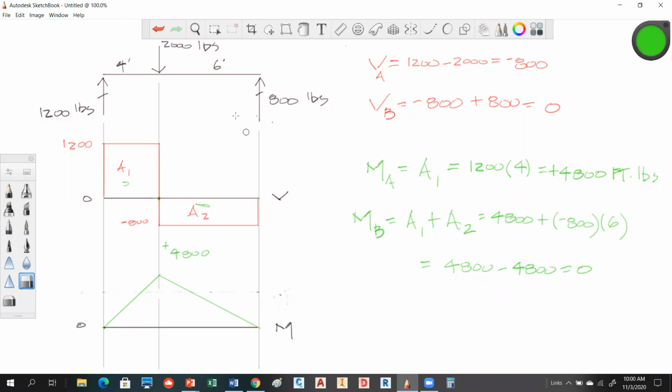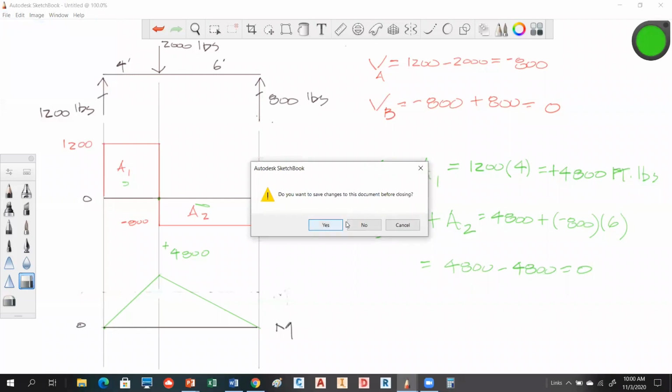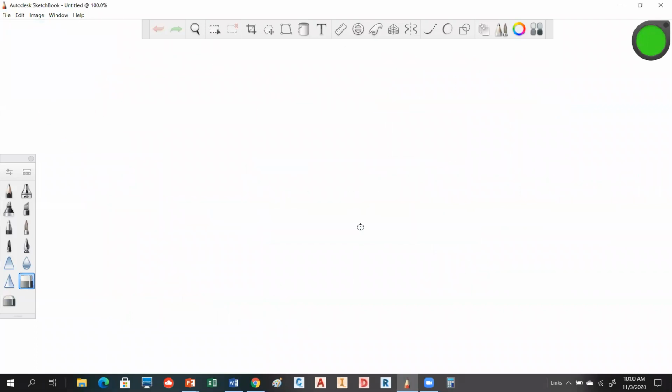We'll do this one. All right, so let me clean this up. And we're going to start out, give me a sec here. Let me go back to here. And I'm going to start out with a load diagram.